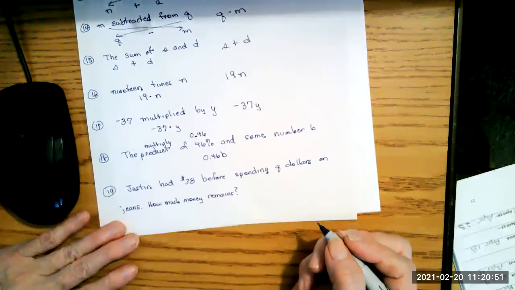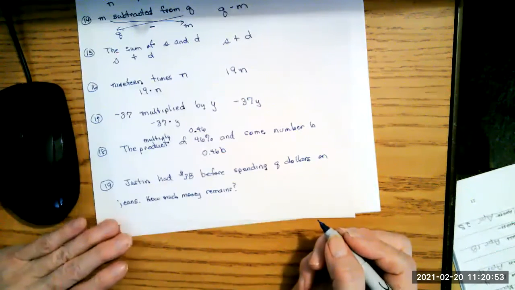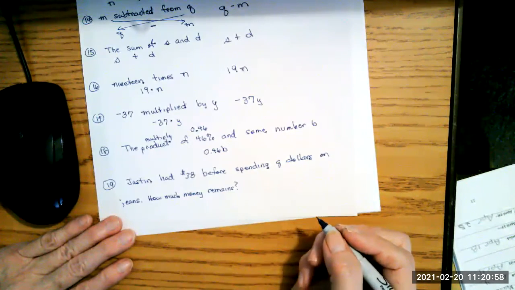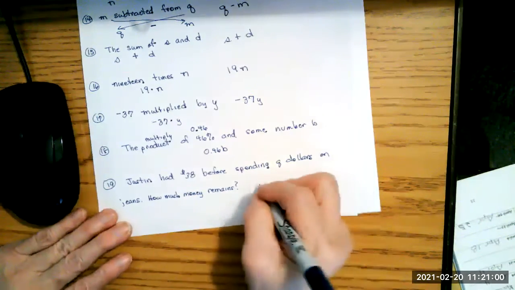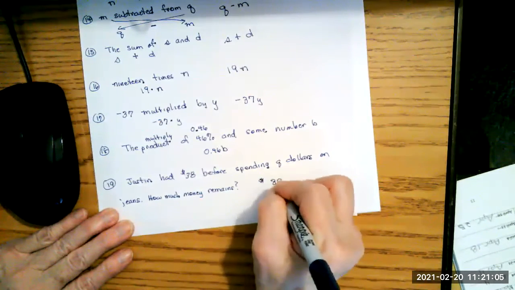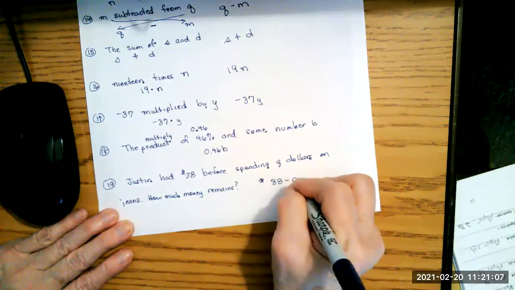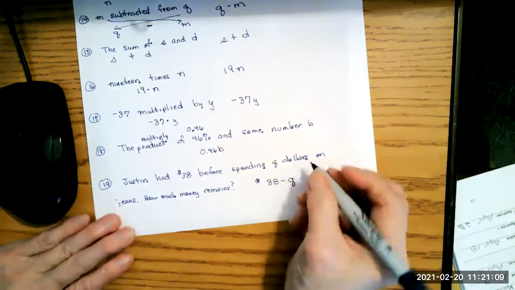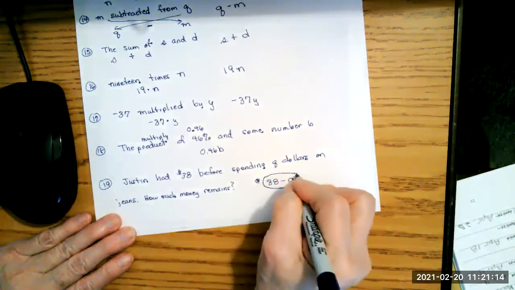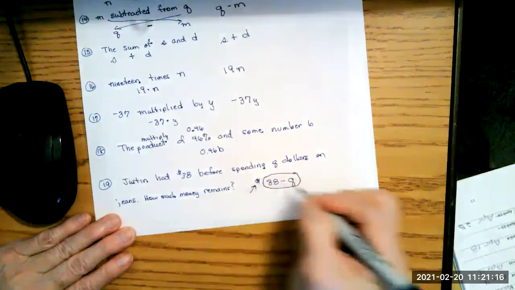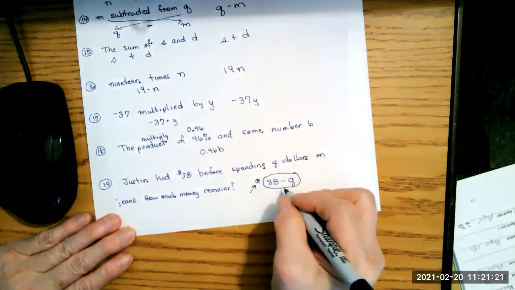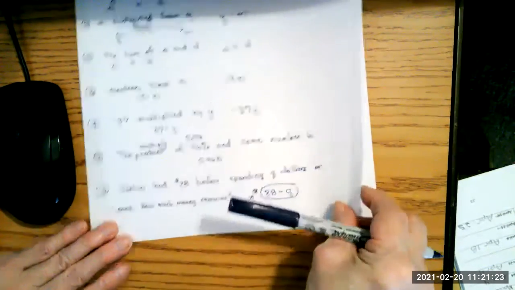This is a problem we kind of have to put together. Justin had $38 before spending Q dollars on jeans. How much remains? Well, it's pretty easy. You just take your $38 and subtract how much your jeans were, which were Q dollars, and that will be your answer. Now, on your screen, the dollar sign is already there, so you don't have to put your dollar sign in, just the 38 minus Q, so watch out for that.